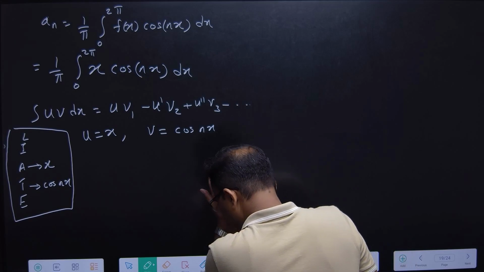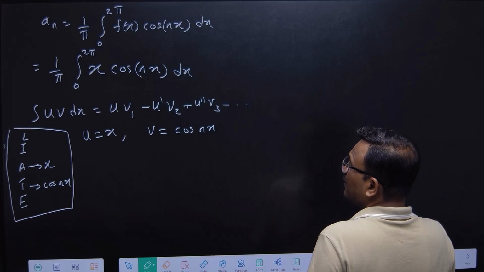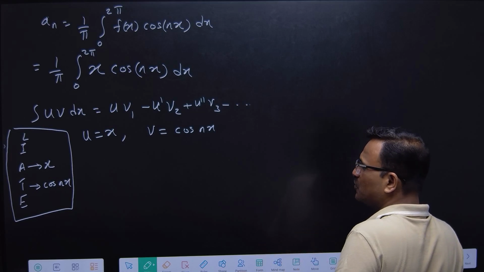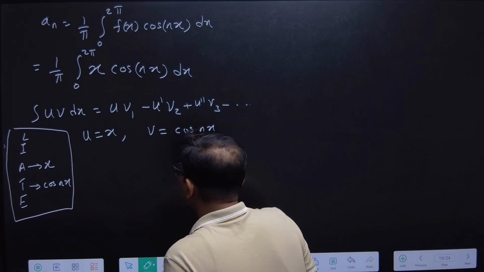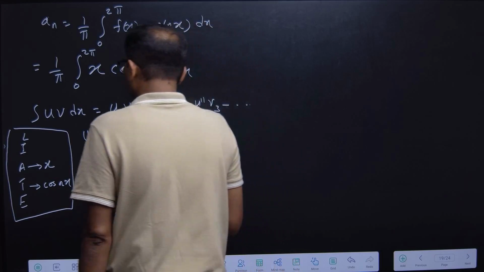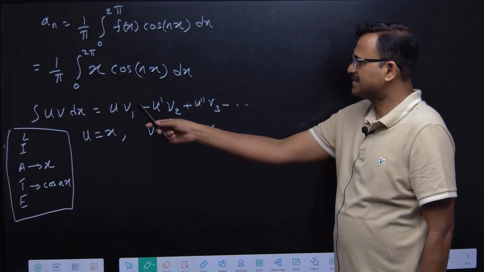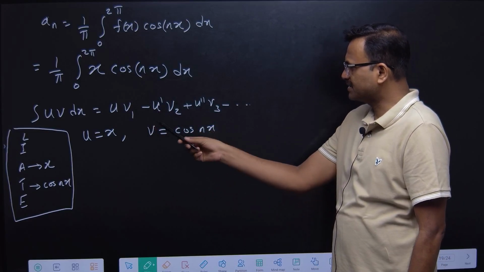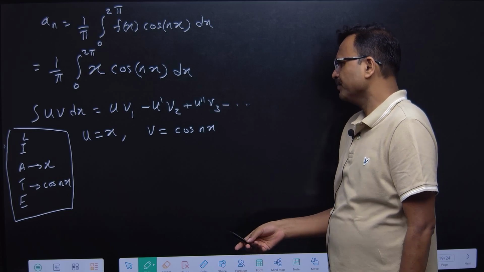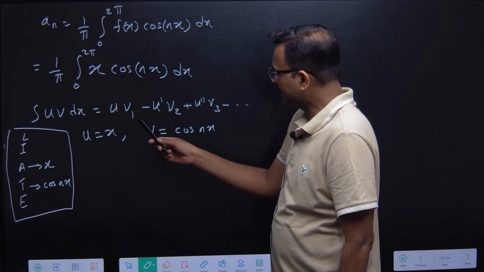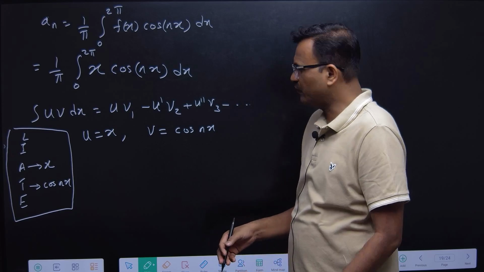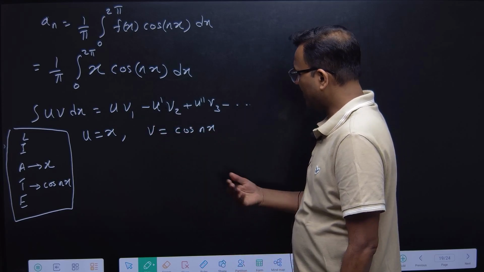So basically we can apply this formula when u is some term that, if we go on differentiating, will become 0 after some iteration. So here u is x. We know that in this formula dash represents derivative. u dash is the derivative of u, u double dash is the derivative of u dash, and so on. Suffix represents integration. v1 is the integration of v, v2 is the integration of v1, and so on.